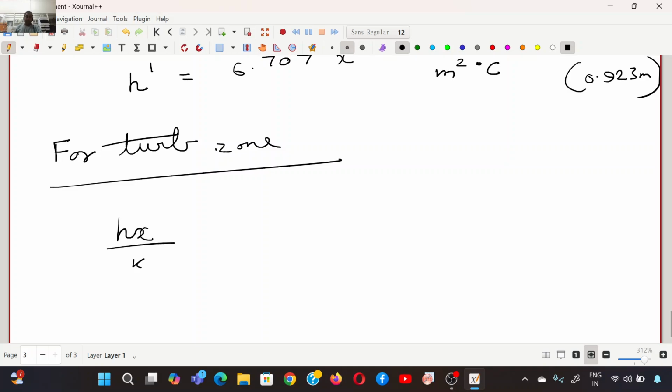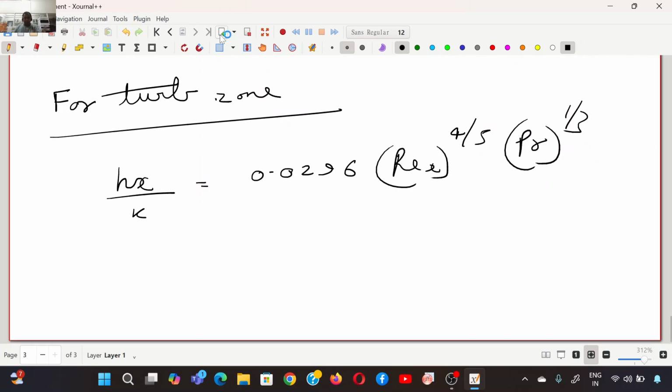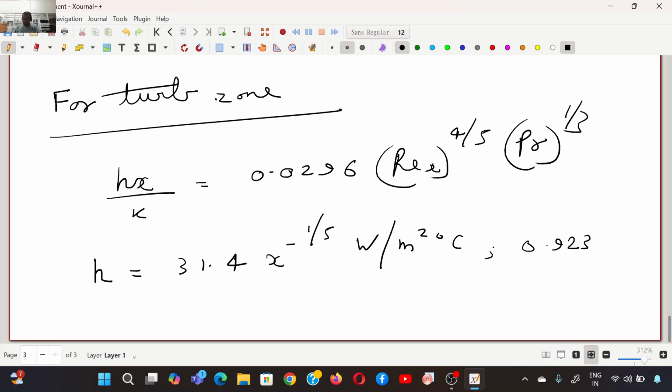Here it is represented by h. hx by k is equal to 0.0296 Rex to the power 4 by 5 Prandtl to the power 1 by 3. Now again substitute all the values. Reynolds number is just x v rho by mu. Prandtl is anyway constant. So here h you will get as 31.4 x to the power minus 1 by 5 watt per meter square degrees. And this is valid from 0.923 meter to 2 meter.